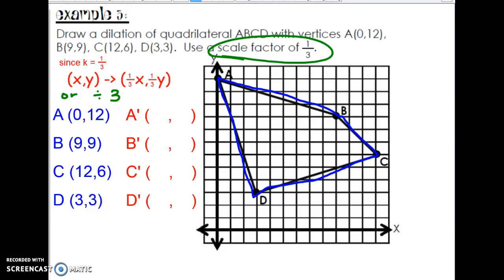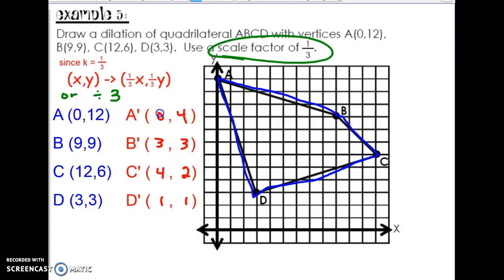So what happens when you take 0 divided by 3? Still get 0, but what's 12 divided by 3? What's 9 divided by 3? So this point's going to be 3, 3. 12 divided by 3 again is 4. 6 divided by 3 is 2. 3 divided by 3. So that point's going to be at 1, 1, isn't it?